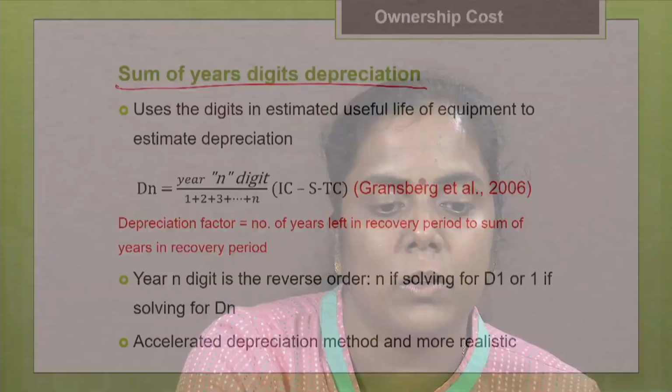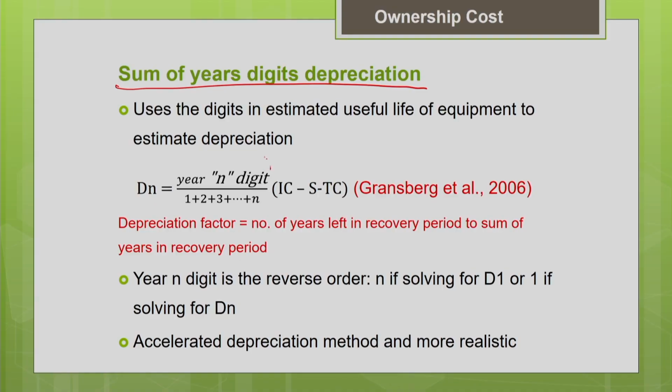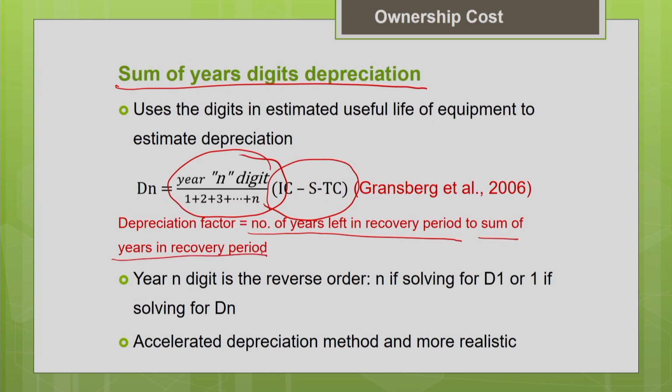How do you calculate here? Annual depreciation is nothing but your depreciation factor multiplied by initial cost minus salvage value minus tire cost. This is the depreciation factor or the rate of depreciation for this method. How do you calculate this depreciation factor? It is nothing but the number of years left in the recovery period to the sum of the years in the recovery period. This is how we calculate the depreciation factor.